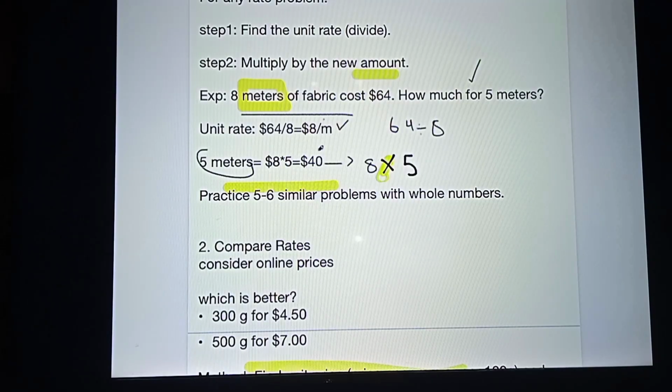To get this 40, you can practice 5 to 6 similar problems with whole numbers, meaning using no decimal numbers. Use whole numbers only, like here whole numbers are used.